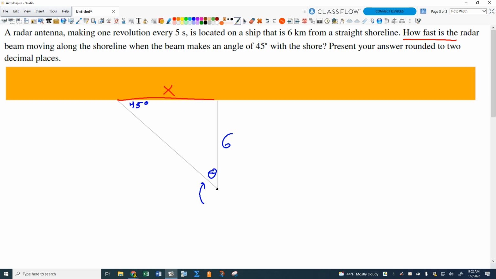So what do we know then? We know some stuff here, just by the geometry of the triangle. What's x? 6. Yeah, it's got to be 6, doesn't it, because this is 45, 45, 90, right? So we know x is equal to 6. What's theta? Okay. And we know theta dot, or we can calculate theta dot. We'll calculate theta dot. And what are we trying to find? x dot.